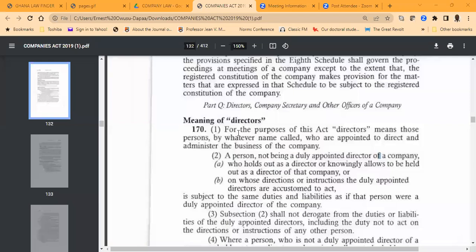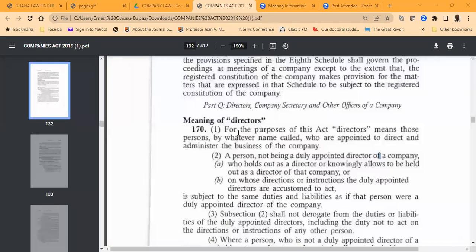And that is why in the case of Aberdeen Railway against Blaikie Brothers, Lord Cranworth makes the point, which we have just paraphrased, that the company does not have flesh and blood, and for that matter, it functions through the directors. The directors are the mind, leg and hand of the company as it were. So the question is, who is a director, or who are directors for purposes of our company law?